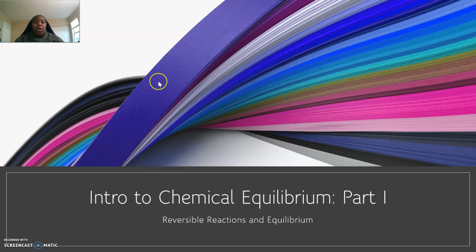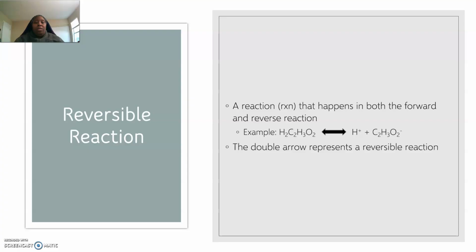All right, so let's start with part 1 of your notes, which is the introduction to chemical equilibrium, reversible reactions, and equilibrium. So let's go through some definitions so that we're all on the same page. A reversible reaction is going to be a reaction, and sometimes you'll see it abbreviated as RXN, so don't get confused if you see that instead of reaction. So it's a reaction that happens in both the forward and the reverse direction.